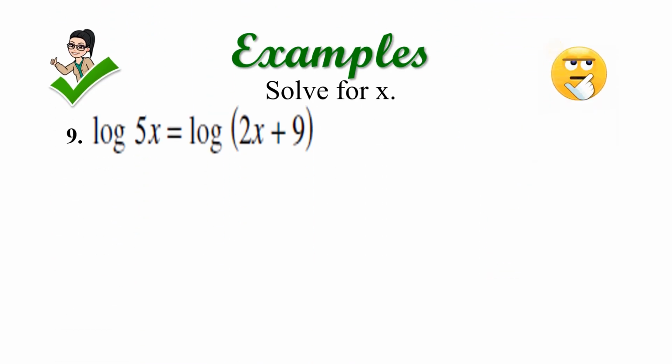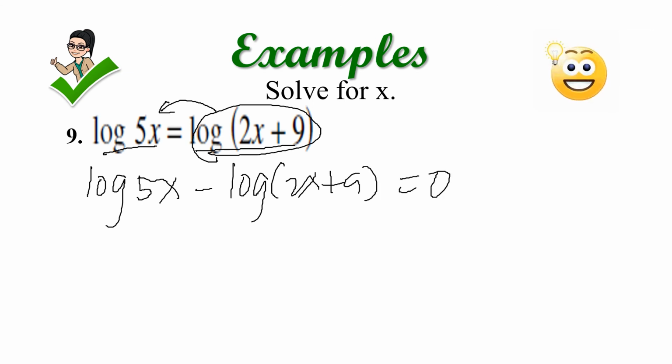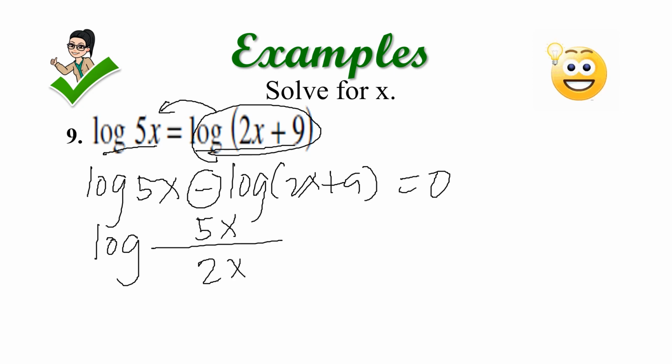Number 9 example, logarithm of 5x is equal to logarithm of 2x plus 9. We have to transpose this part to the left so that we can have subtraction. So this will be logarithm of 5x minus logarithm of 2x plus 9 is equal to 0. Next, since we have now subtraction, we can now apply the quotient rule. So this will be the same as logarithm of 5x over 2x plus 9 is equal to 0.